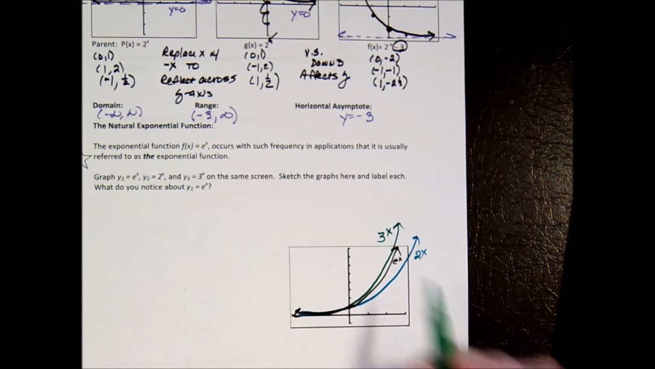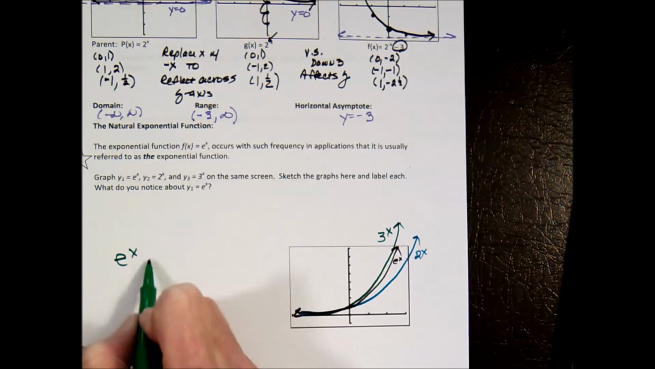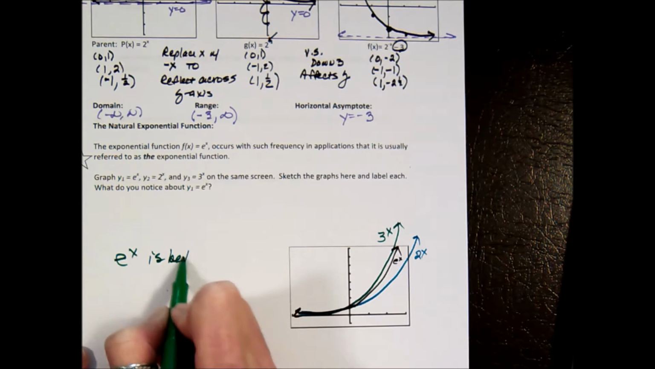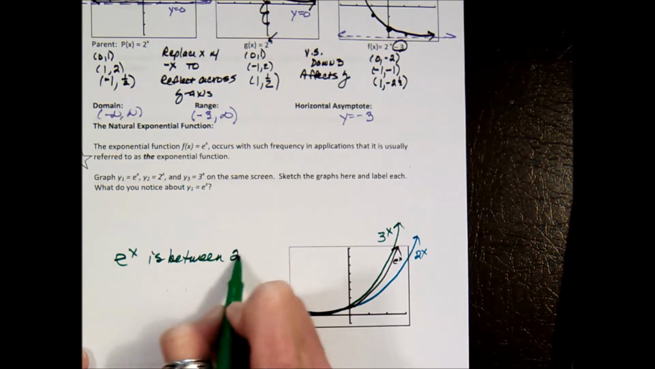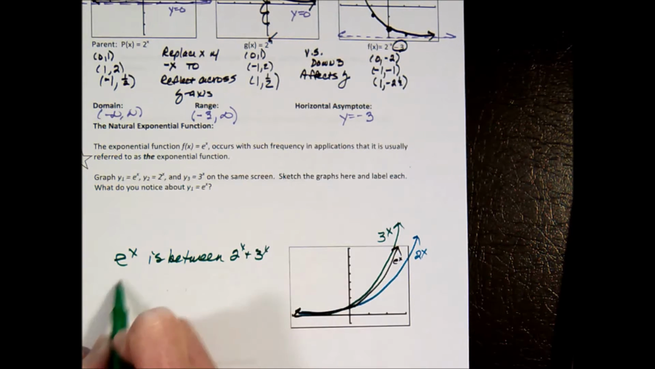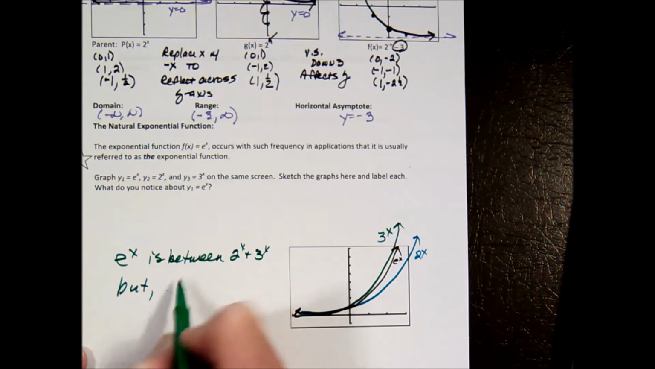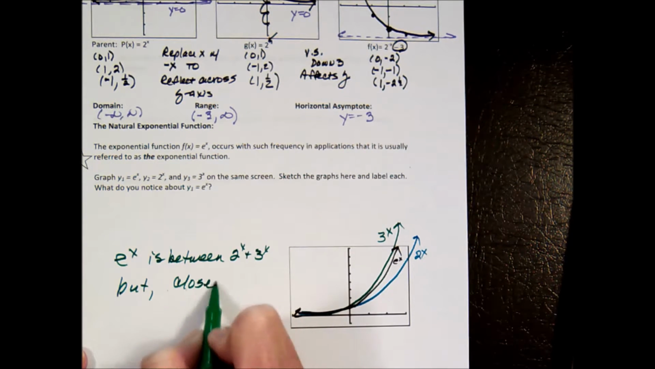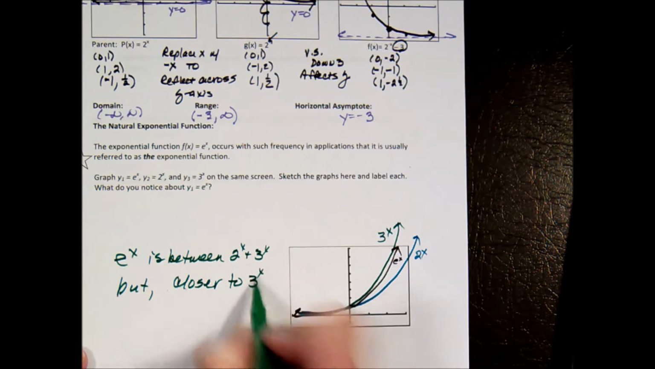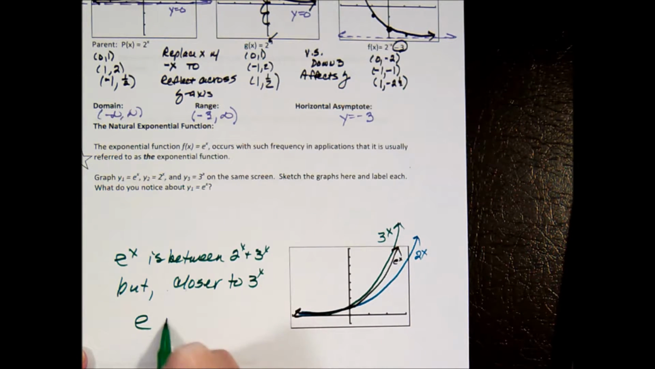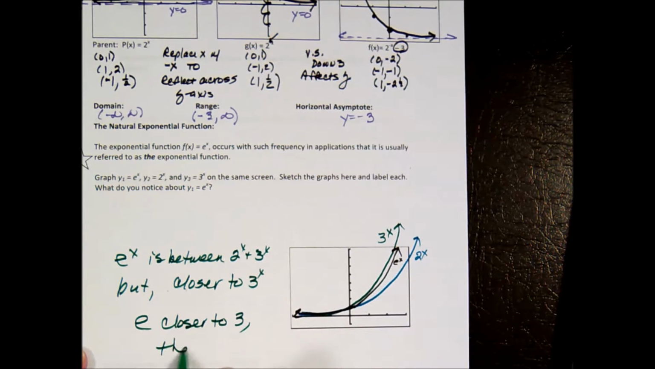What does that tell me about the value of e? E to the x is between 2 to the x and 3 to the x, but it's closer to 3 to the x. So e must be closer to 3 than 2.